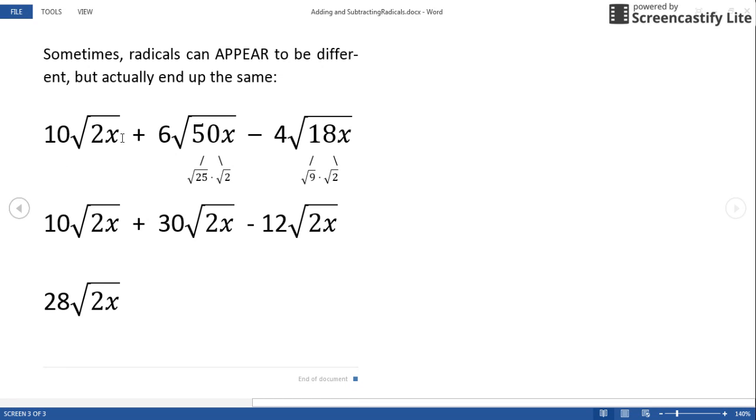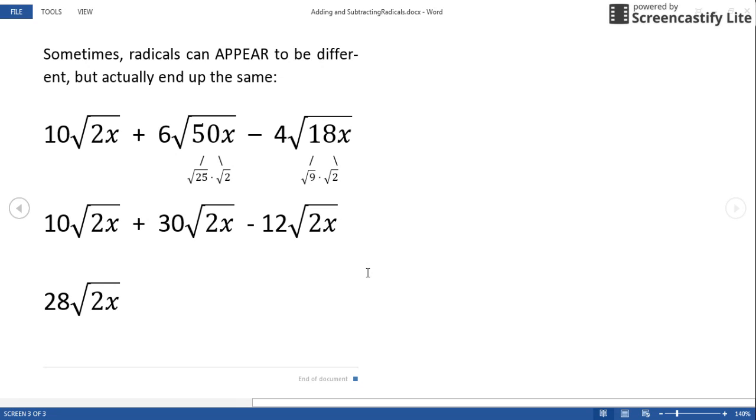So let's take this first one and just bring it down since it didn't need any simplifying, and then let's simplify the other two. The square root of this 25 is 5. That 5 times the 6 in front gives us 30. We'll keep the square root of 2 and the x up under the radical. Here on the back, square root of 9 is 3. 3 times negative 4 gives us negative 12. And again, we've got a square root of 2 and of x that we'll keep under that radical.